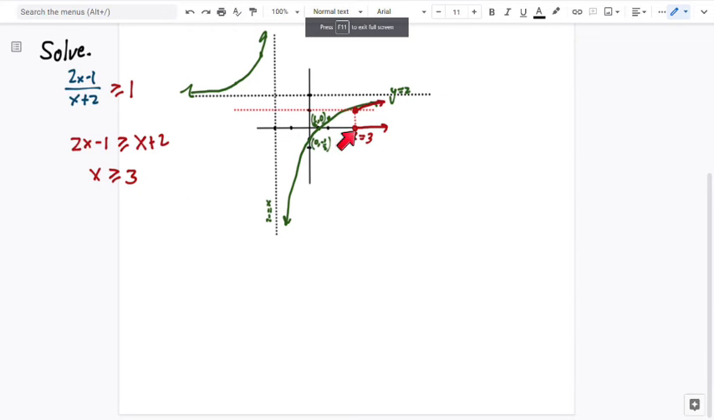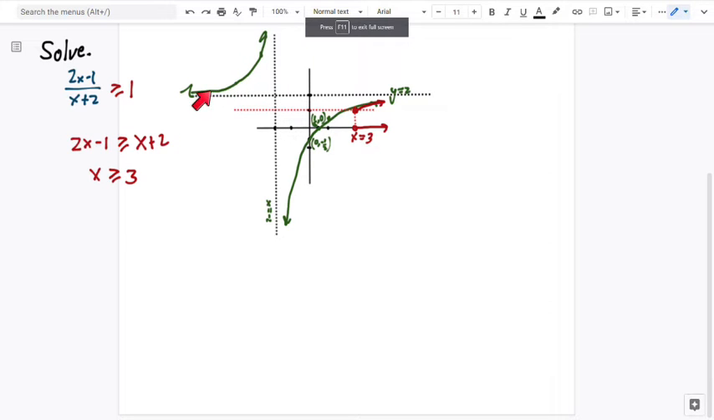Now, when I look at my graph, it seems apparent that when x is greater than 3, the green part of this curve is above the line y equals 1, which means I seem to have found all my solutions. Until I glance to the left and realize that all of this part of the rational function is always uniformly above 1, because it's always above 2, my horizontal asymptote.